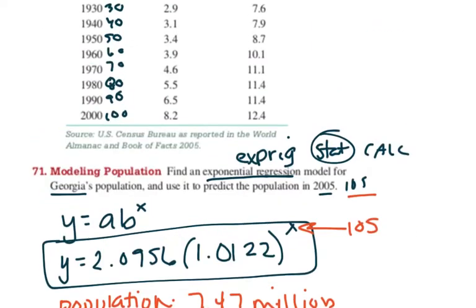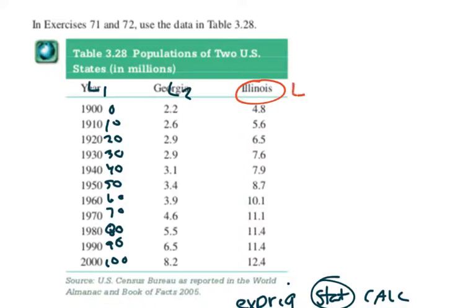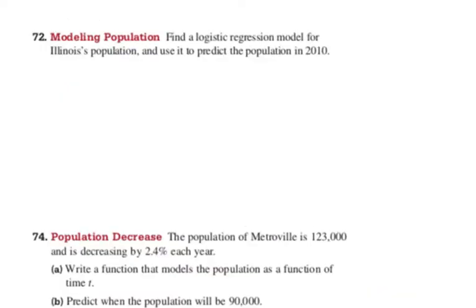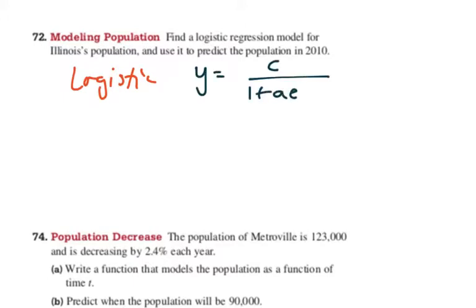Alright, so find a logistic regression model for Illinois. Now we're going to do the same thing, but now for Illinois. Illinois is list 2. So going back to our stat edit, we put Illinois in list 2, and then go to stat calc, and then logistic. The equation is going to pop out as c over 1 plus ae to the negative bx, so it's plugging in that equation.